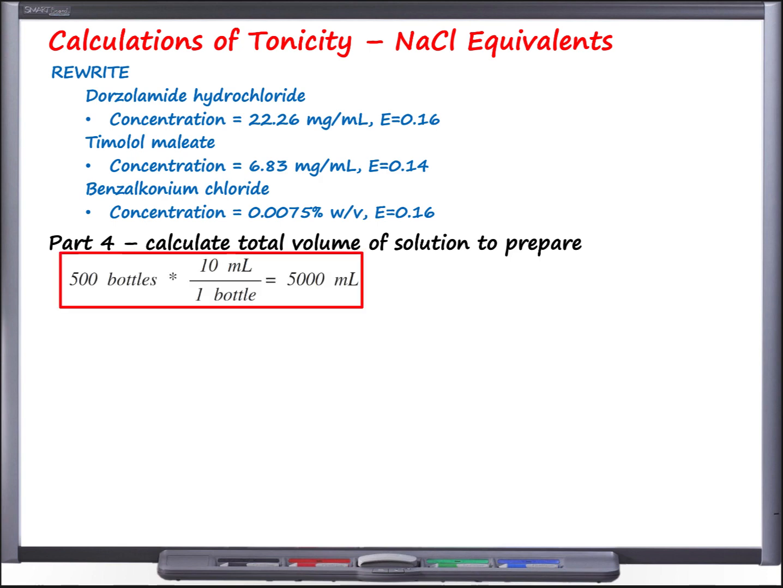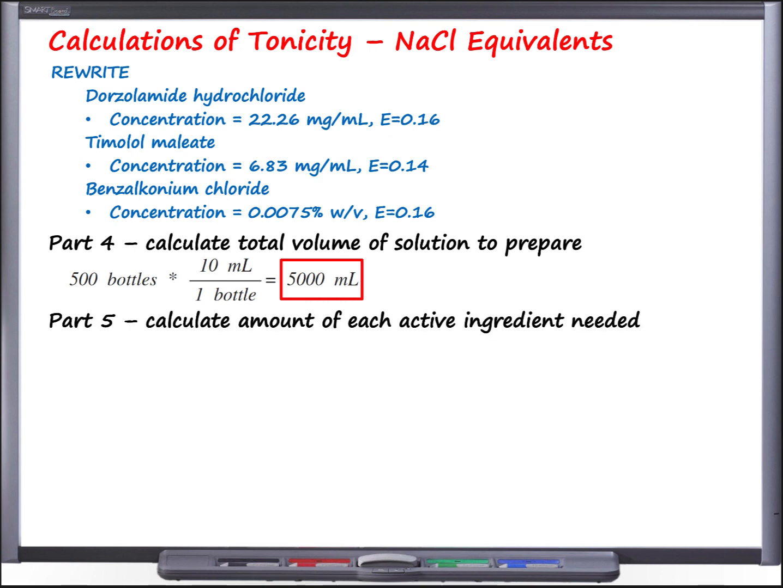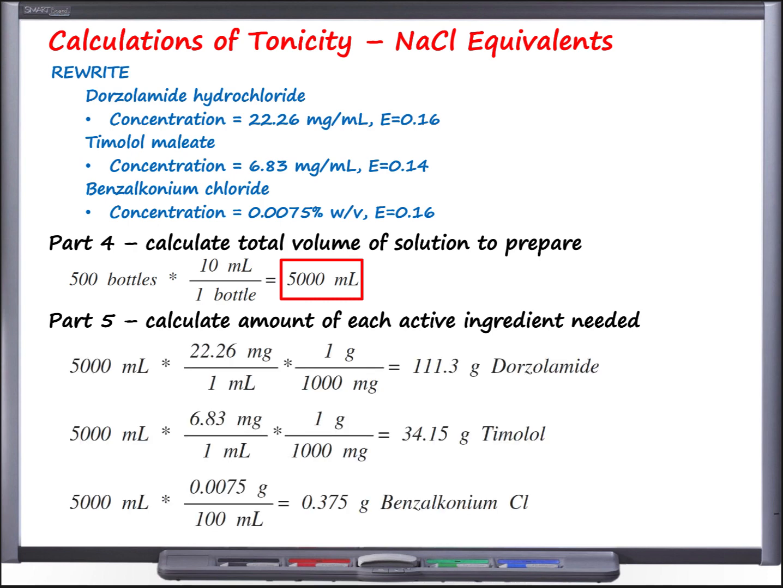So I'll just refer back to the main part of the question, which said we want to prepare 500 bottles, and each bottle is going to have 10 milliliters. So 500 times 10, units cancel, we get 5,000 milliliters. So remember, for all of our active ingredients, we are trying to prepare a total volume of 5,000 milliliters. Now, we can actually calculate the amount of each active ingredient we need. I put all the equations for all 3 active ingredients because they're all solved in the same way, so we'll step through them all together.